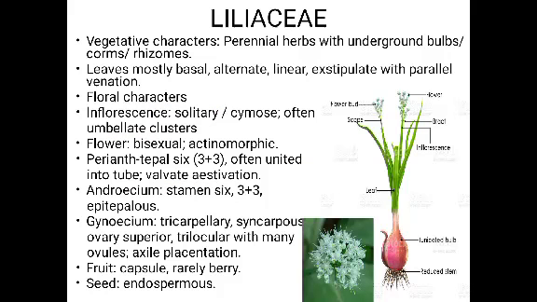Now next is the family Liliaceae. Commonly it is called the lily family. And it is a representation of monocot plants. Solanaceae is a dicot plant, and Liliaceae is an example for a monocot plant. This also is distributed everywhere. Now, when we see the vegetative characters, they are perennial herbs. What do you mean by perennial herbs? They can live for several years.